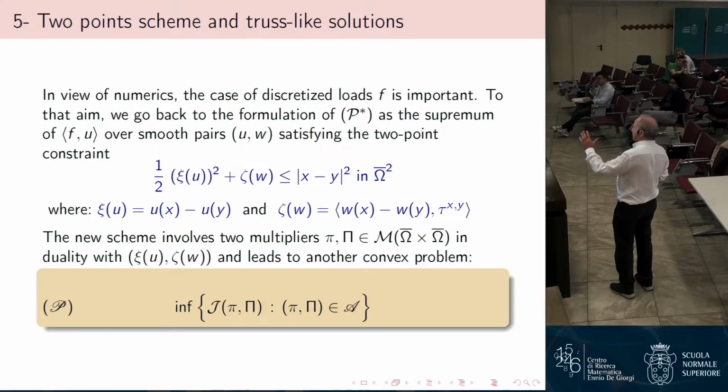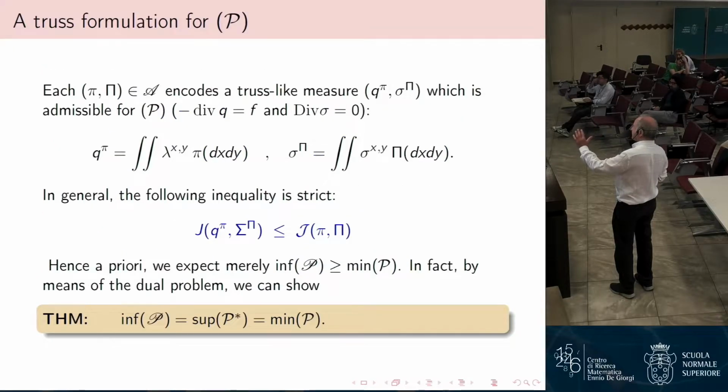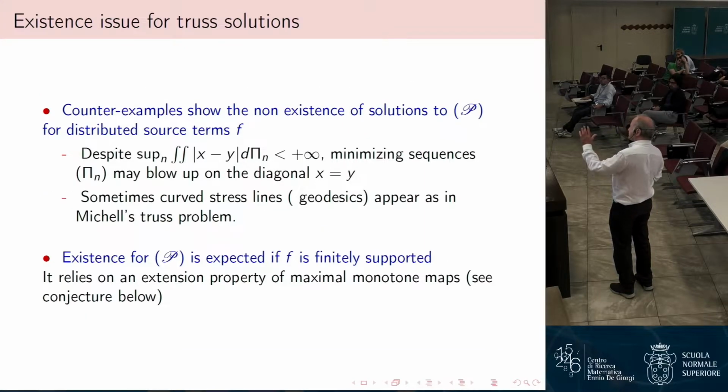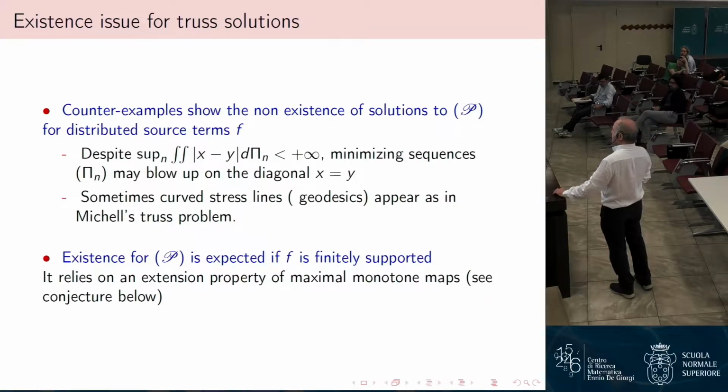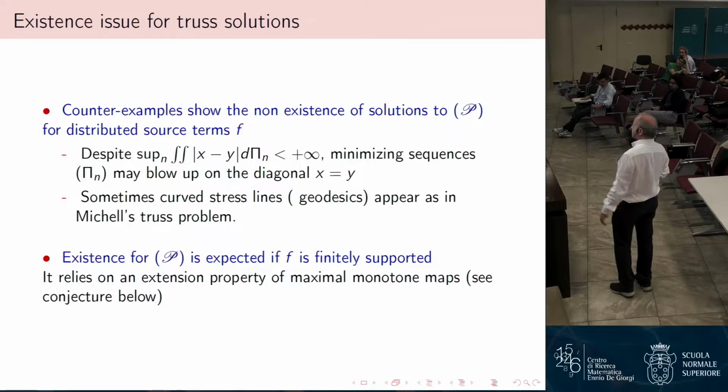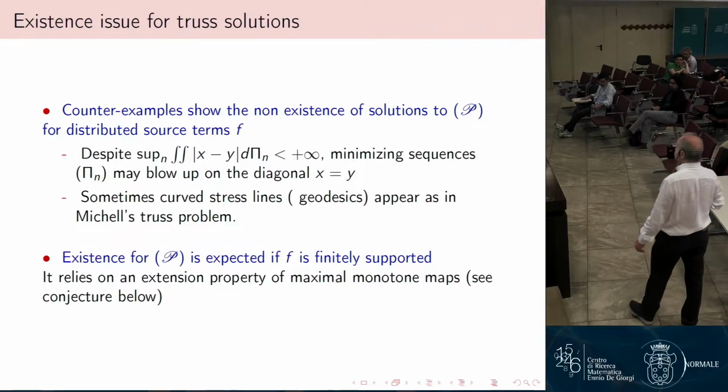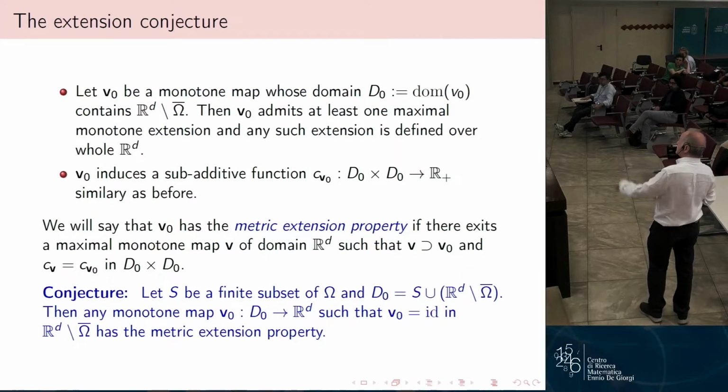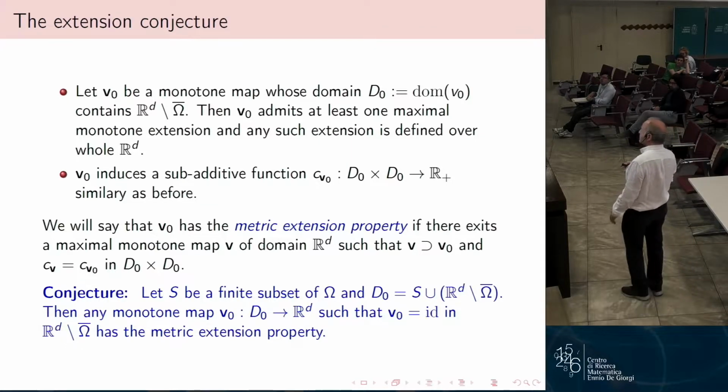I pass this. I just show you the numerics. You have a duality scheme, a 2-point duality scheme. So it is like a conical programming, it is not linear programming. But there is a conjecture that the 2-point scheme gives the good solution, there is existence for this when the load is finitely supported. It is linked to the extension conjecture, which is of independent interest. You can find it in the paper if you're interested.